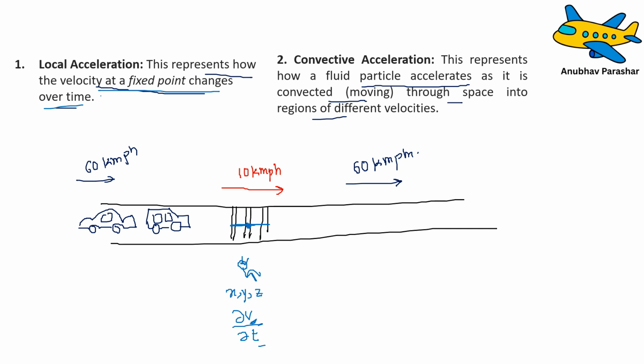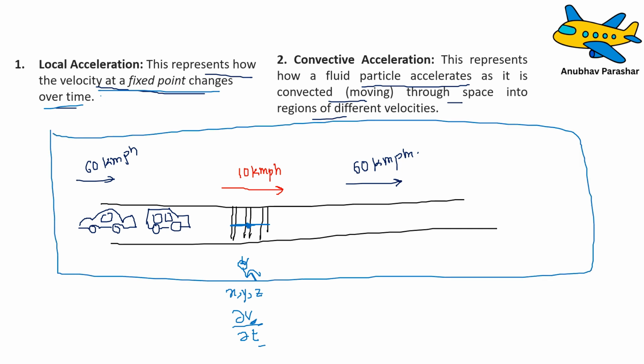Now what is the convective acceleration part? If you take the whole space as one, then you will see that initially the cars are moving at 60 kmph. They slowed down, which means there was a deceleration here, and then after crossing the speed breaker they accelerated again, right? They moved back to 60 km per hour. So there is an acceleration.